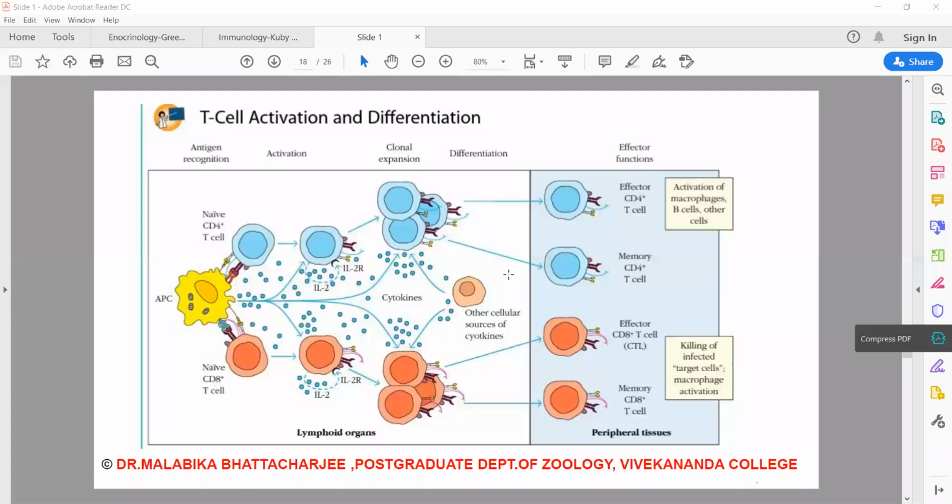But this activation usually happens only when the body has an antigenic exposure. If there is no antigenic exposure, usually this kind of activation is not seen. The mature lymphocytes circulate in our blood, but they are not activated unless and until there is an antigenic load in the blood or in the lymphatics.